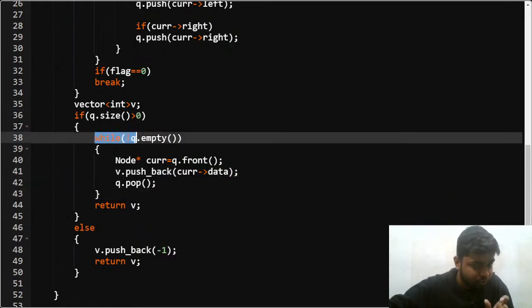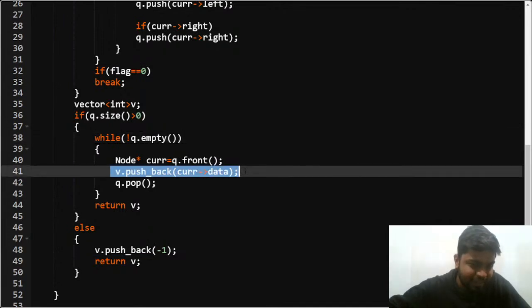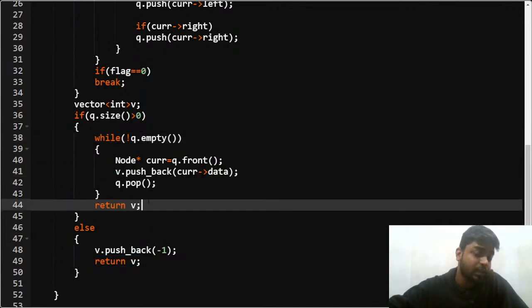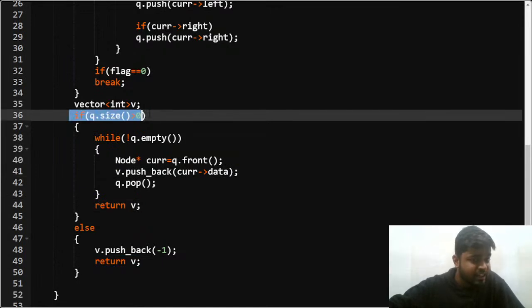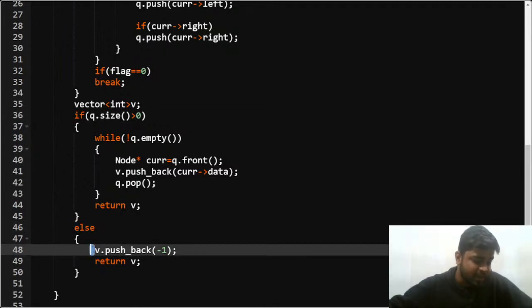So I'll write while the queue is not empty, so that if I am having, let's say, 6 and 7, I'll be pushing them into the vector like this: v dot push back current data, and then I'll simply return the vector. Now if there is no node present in my queue after I've come out of my BFS traversal, that would mean that there is no cousin. So I'll simply push -1 and return v.